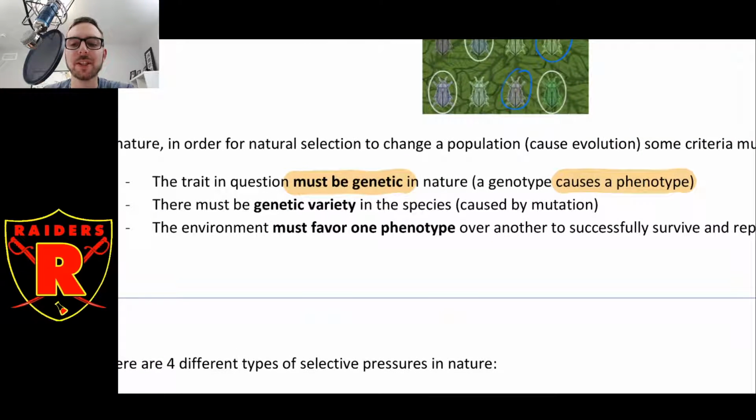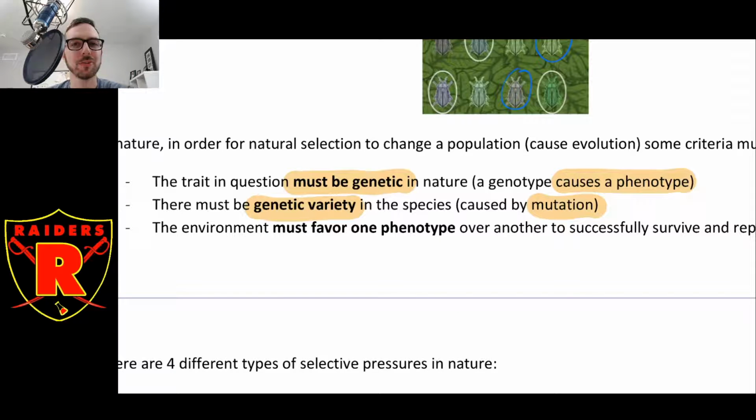So first of all, it's got to be a genetic thing, otherwise you can't have natural selection occurring. Second of all, there has to be variety in the species. And how you get variety, and this was also mentioned in the gizmo, is by mutation. Once you have some variety in the population, that is, there is more than one phenotype or genotype available in the population, you can increase the diversity, that is how they are distributed in the population, through sexual reproduction, which we talked about earlier in the unit.